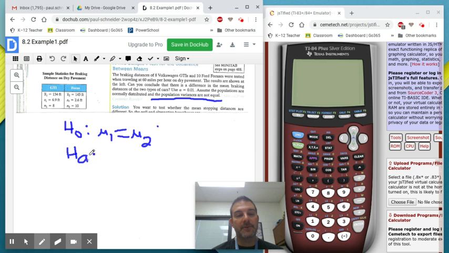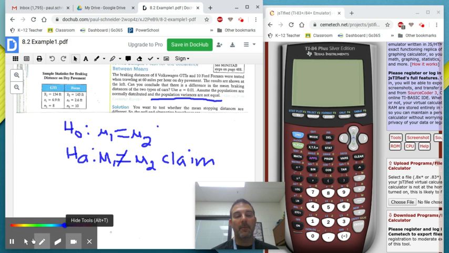And my alternative hypothesis is going to be mu1 does not equal mu2, because our claim right here is, can you conclude that there is a difference? A difference would indicate they are not equal. So this one right here would be our claim. So that is our first step in this problem.